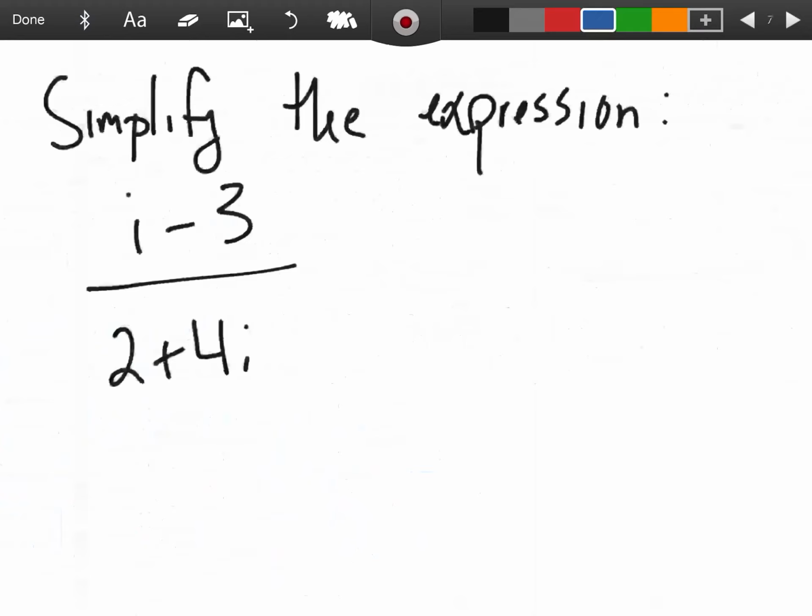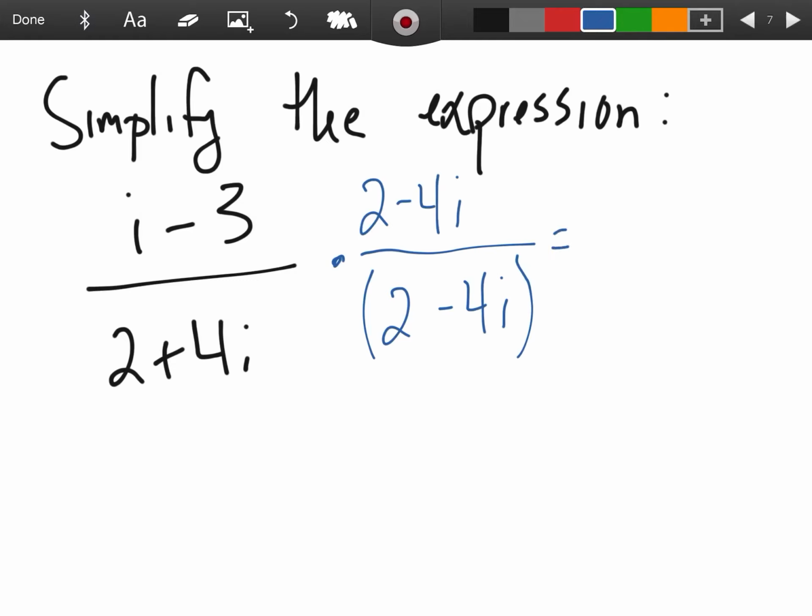Well, we want to have a real denominator. That's our goal, is to have a real denominator. So what can we do? Let's multiply by the complex conjugate. We're going to multiply the denominator by its complex conjugate, because I know if I do that, I'll wind up with a real number in my denominator. And obviously anything you do to the denominator, you must do to the numerator. So I'll multiply that by 2 minus 4i as well. Let's start with the denominator just because we know that's going to be the real part.